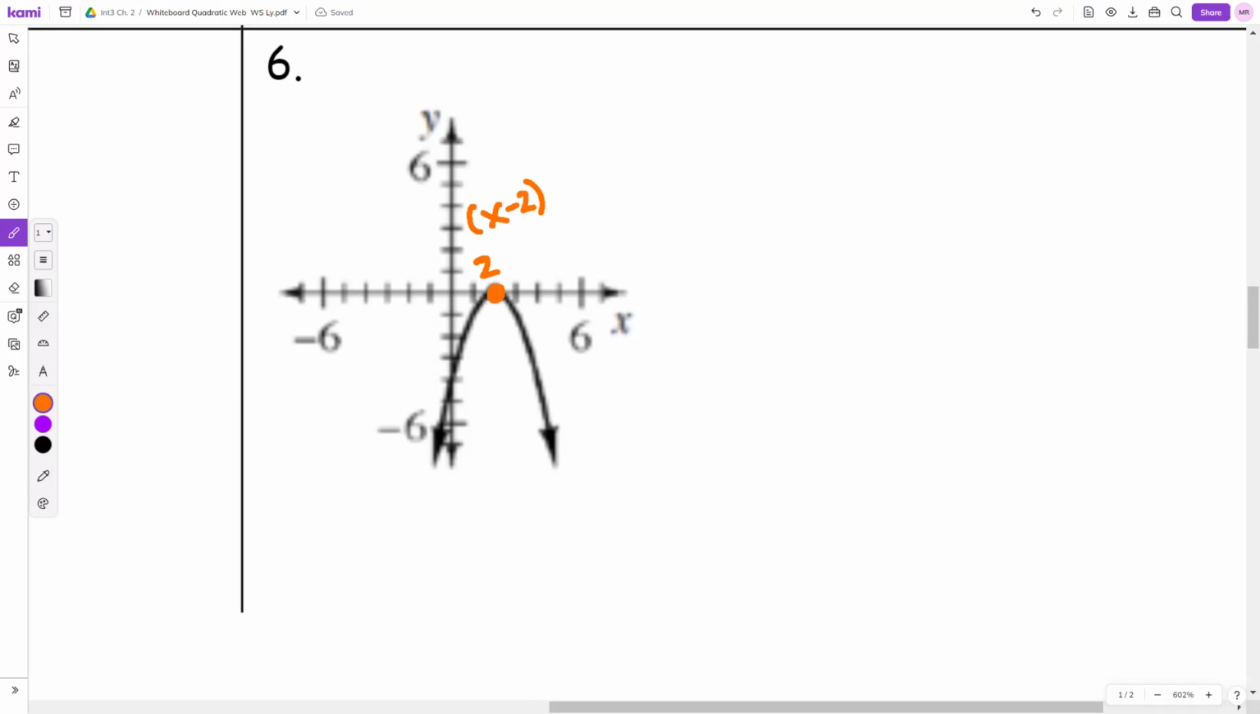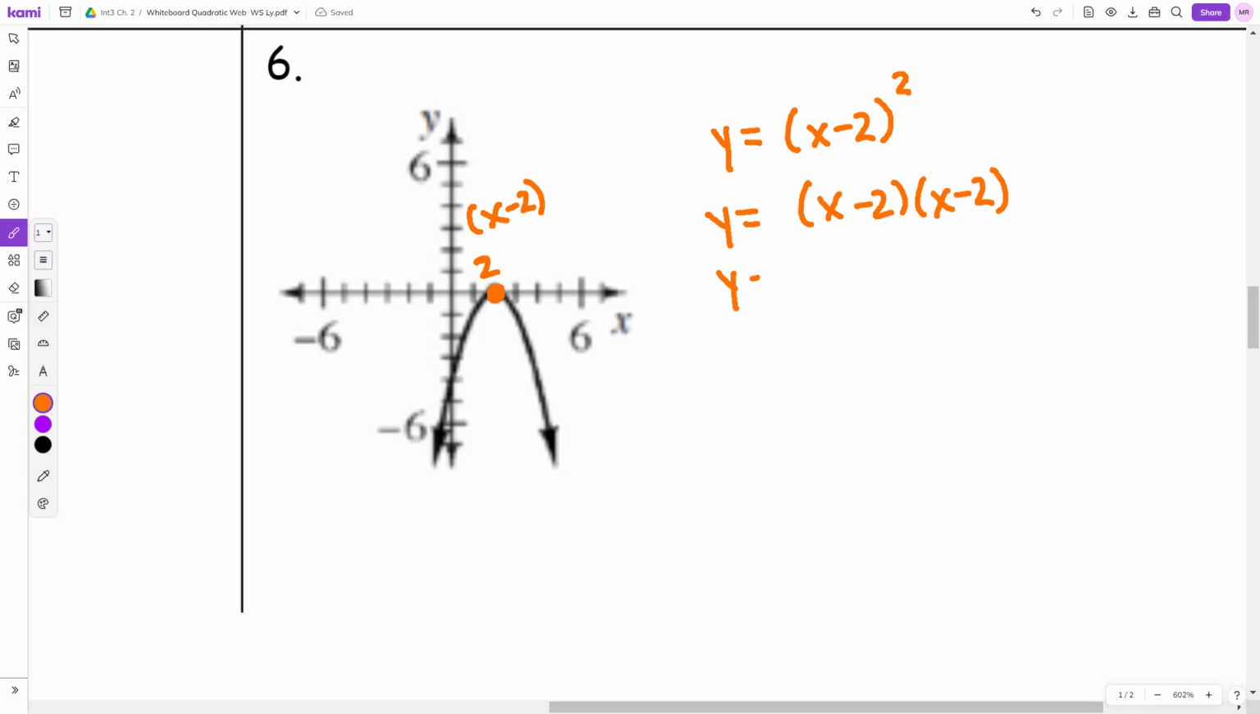Now, since this only crosses once and parabolas will always be a square, what's happening is I'm actually having that factor x - 2 twice. I have that twice because I need to get that squared. To get my parabola, it needs to have a square. So my equation is going to be y is equal to (x - 2) squared, or you can multiply it out. Remember, that would be an x - 2 times an x - 2.